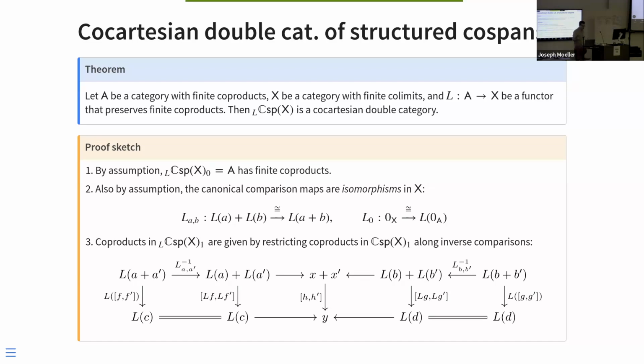First of all, the underlying category of objects is A, and it has finite coproducts by assumption. And also by assumption of L preserving finite coproducts, the canonical comparisons from L of A plus L of B to L of A plus B are isos. And so that means that if we want to form the putative coproduct in this new double category, well, we can start by computing the pointwise coproduct of cospans and then just restrict along the inverses of these comparison maps to get a new cospan that has the right form. And then it follows quite directly that this has the universal property, and that's it. You get your co-Cartesian double category, and if you want from that, you can pull out a symmetric monoidal one.